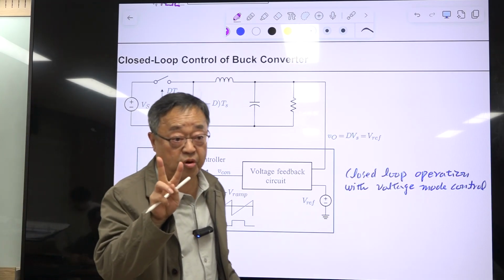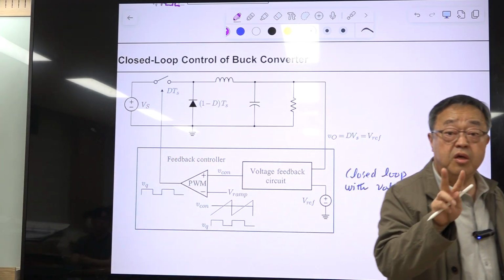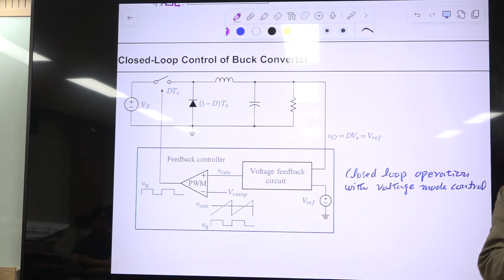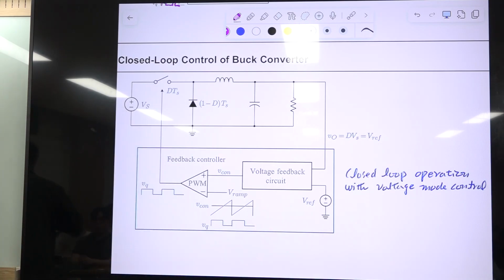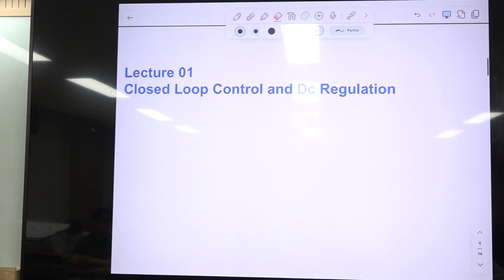Then what else is there? There is two loop control. They call it two loop control or multi loop control. There are three loop control, four loop control. All of them are called multi loop control. All right. So this is the voltage mode control or single loop control. Again, if this is cut and there is some fixed voltage here, there is open loop control. So if you remove this and connect this, this is closed loop control.